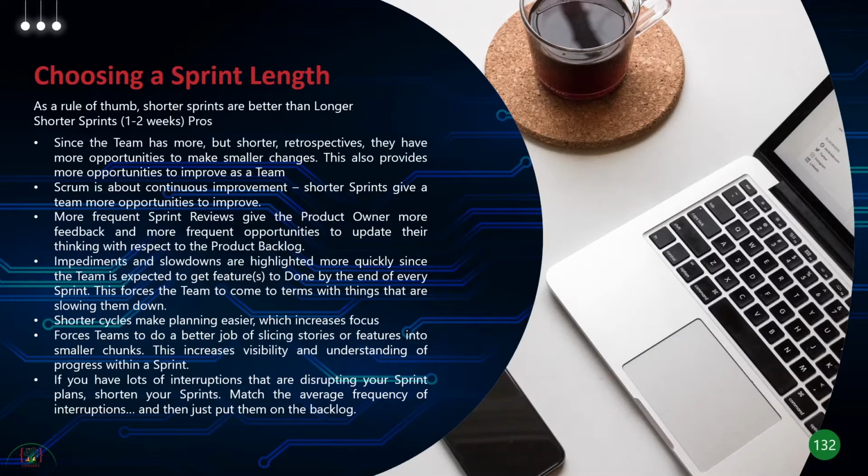However, for a new team or even a mature team, it's good to have shorter sprints, something within 2 weeks. The reason is, if you have shorter sprints, you have quicker retrospectives. You have quicker feedback from your stakeholders. You're showing the minimal viable product quickly. You can make small changes. You can improve as a team, because Scrum is all about continuous improvement.